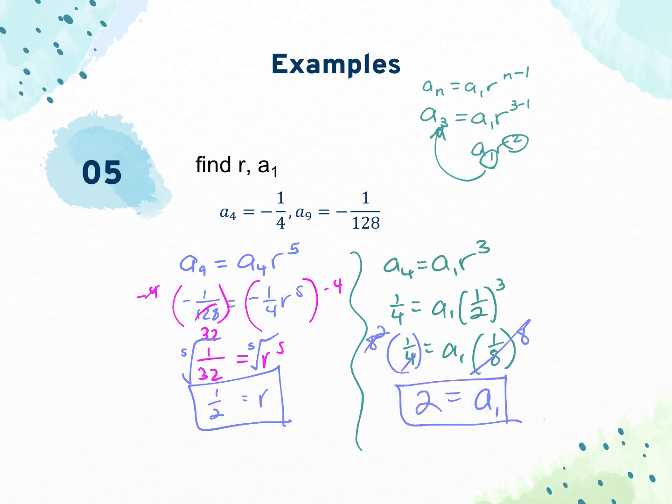A1 is 2. Is it -2? Yes, sorry, this is a -1/4, so -2. Thanks, Sophia. So it didn't ask for it, but if I had been asked for an here, once I got a1, I'd get -2 times my r, which is 1/2, raised to the n minus 1. So again, it didn't ask for it that time, but just be prepared that if it does, that's how I want to set up my equation.